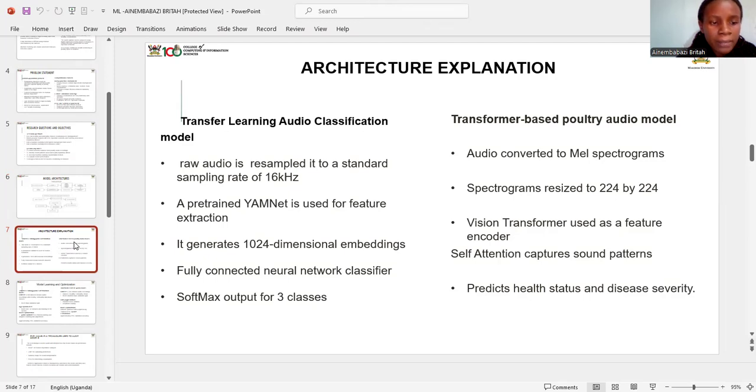Those embeddings are then passed into a fully connected neural network classifier, which learns to distinguish between healthy sounds, unhealthy sounds, and background noise. Finally, the model uses a softmax output to produce probabilities for the three classes, allowing the system to classify each audio accordingly. Then, I'm going to talk about the transformer-based poultry audio model.